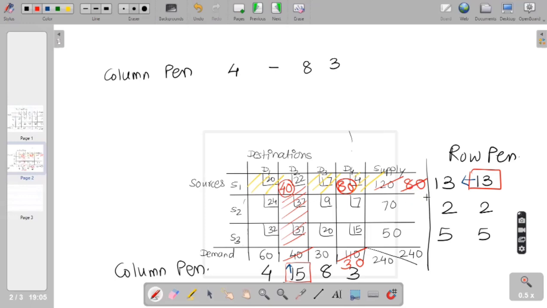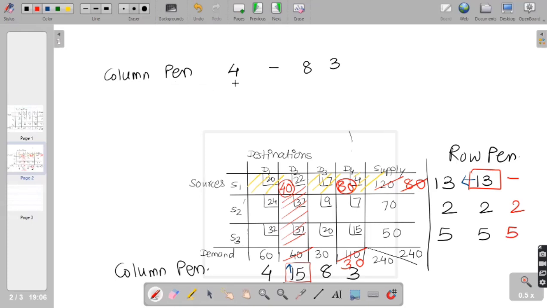Again, we will calculate the next set of penalties. Now, there are no more units left in the first row, that is at first source. So, the first row penalty we will not be calculating. Now, second row penalty remains same. Third row penalty remains same.